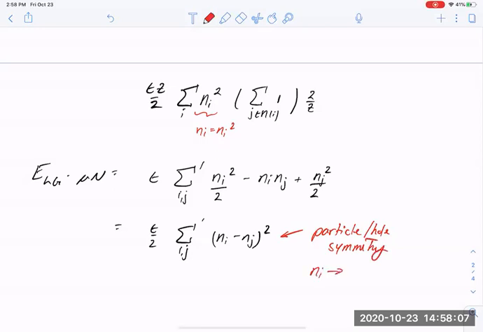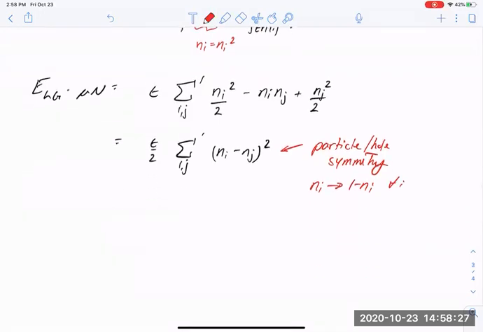If I take n_i to 1 minus n_i for all i, so I flip all the filled sites to empty. So if n_i is 1, they go to 0. I flip all the empty sites to filled. So if n_i is 0, it now goes to 1. That energy is left invariant.